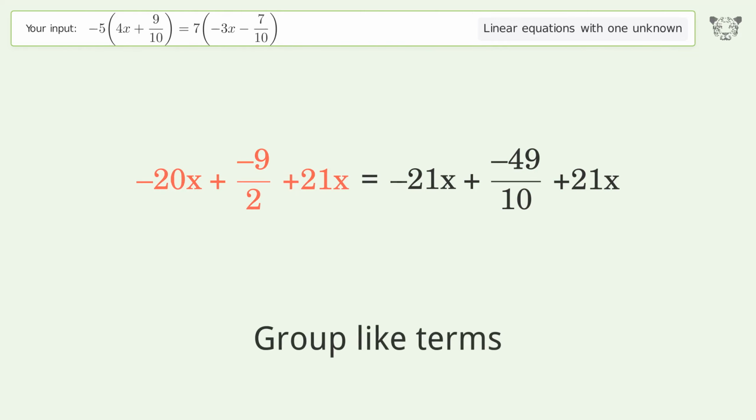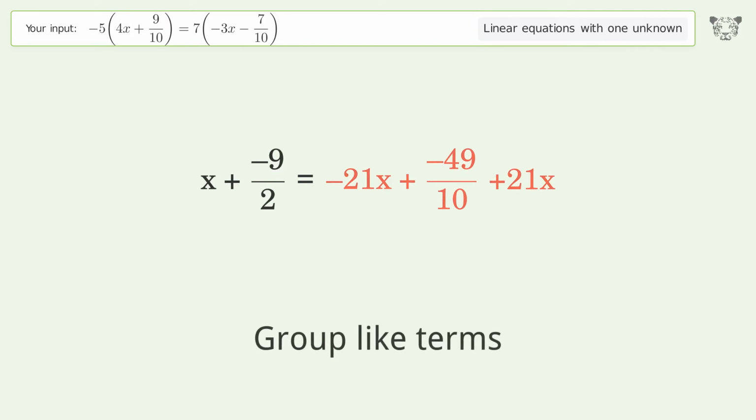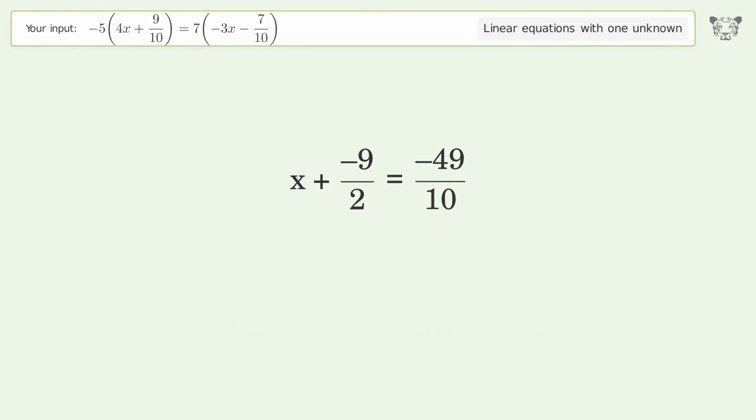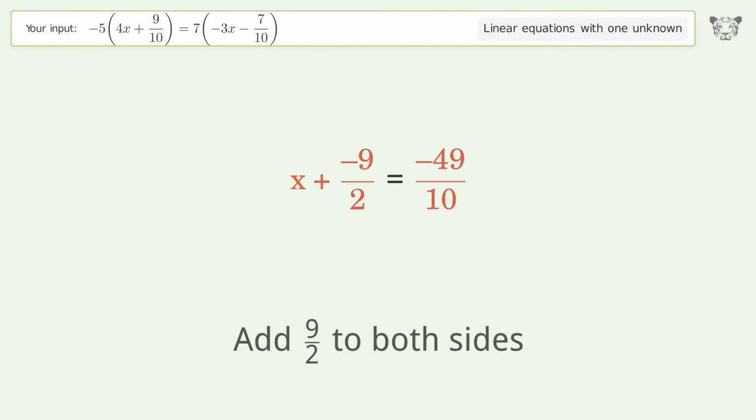Group like terms. Simplify the arithmetic. Group like terms. Simplify the arithmetic. Group all constants on the right side of the equation. Add 9/2 to both sides.